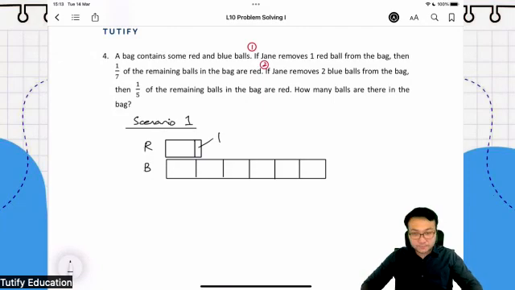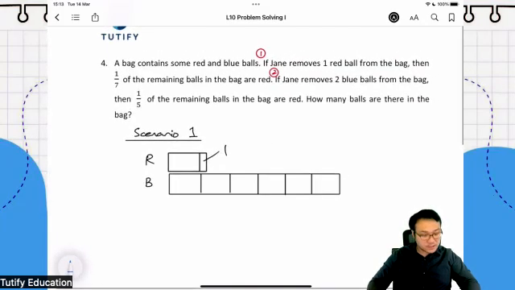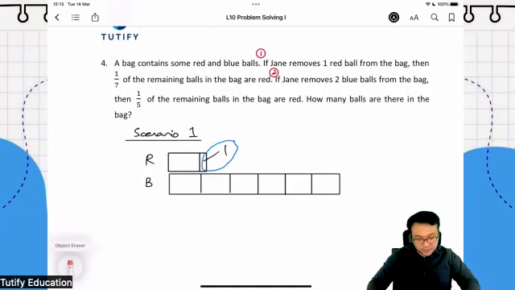So, students, what did I just draw? I just drew a model that says, when you remove one red ball, what will happen? 1 out of 7 will be red. Make sense? So that's why you must have 6 units of blue. You cannot have 7 units of blue.